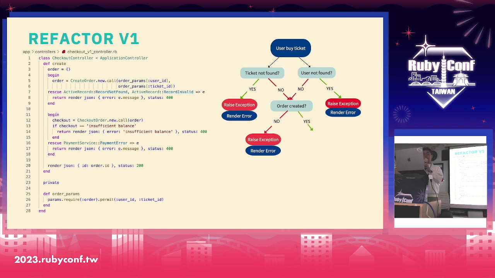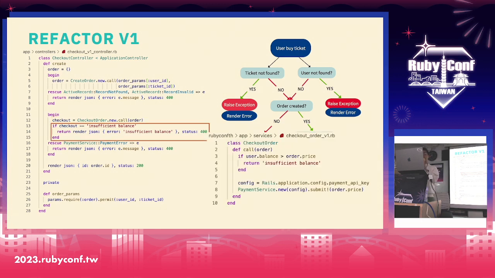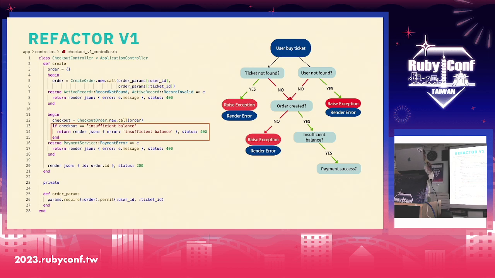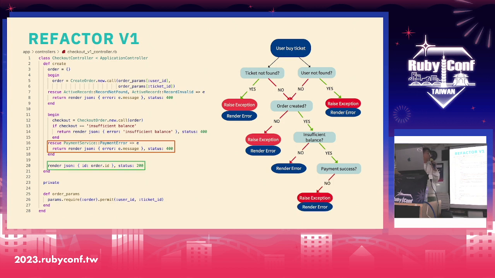After the order is successfully created, we continue to check out our order. And the logic still says nothing changed: insufficient balance and payment submission errors, and we still return a rendered error to the end user. At the end, we render the full response.